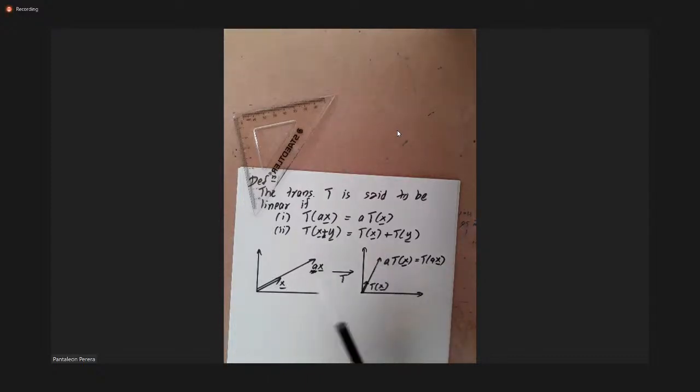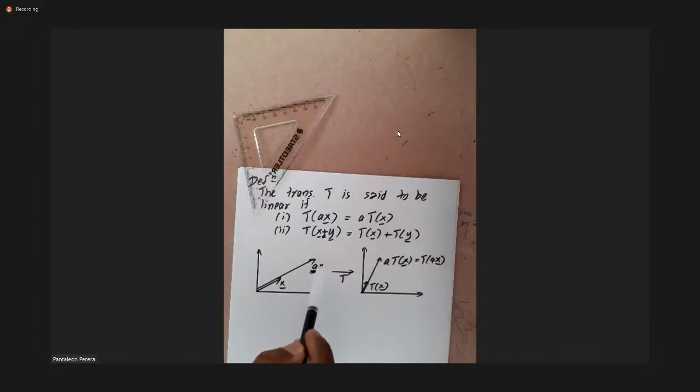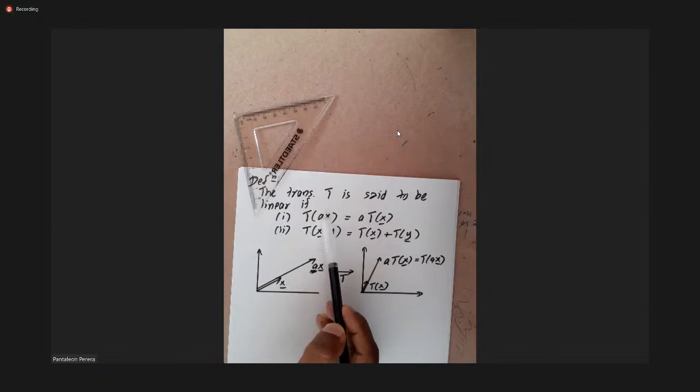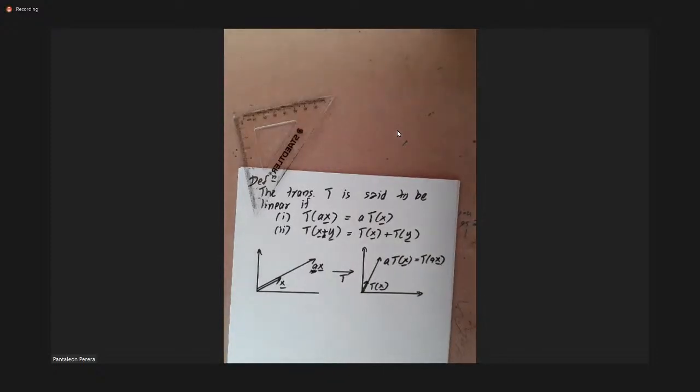Now you multiply this by A, say A is 4, and if you apply T to this vector, it will go on top of this one. That means you apply the transformation and multiply, it's the same as multiply and apply the transform. Here you multiply first, then you apply the transform. Here you apply the transform first, then multiply. It should preserve under scalar multiplication, no matter how you do it.